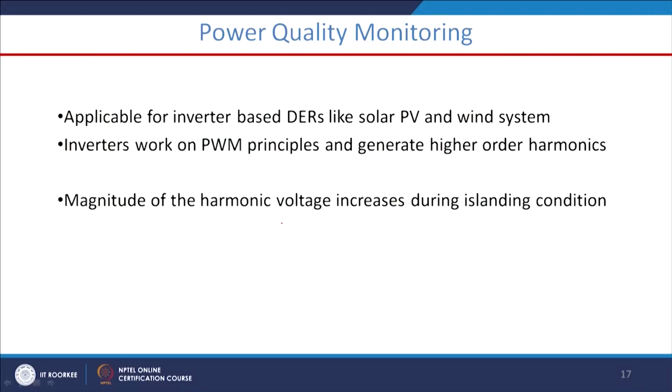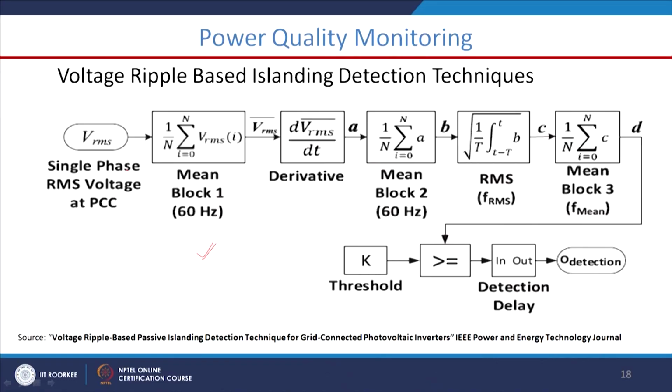Now, coming to the power quality monitoring based passive island detection technique, what we do is measure the harmonics in the voltage or some ripples present inside the voltage. Based on that, this technique moves forward. Let us say in this particular block, we have measured the single phase RMS voltage at the PCC. PCC means the point of common coupling, and by measuring this RMS voltage at the PCC, we will take the mean of this particular voltage.